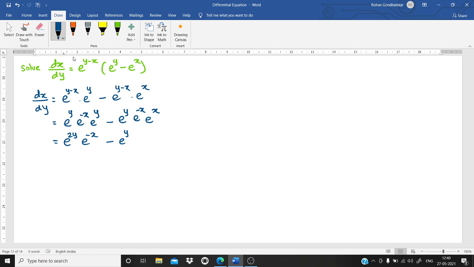Fine. Now here we are using dx by dy. The form of dx by dy is dx by dy plus p dash into x is equal to q dash. So we require an x with degree 1. P dash and q dash are functions of y only. Other than the derivative, these are the two terms we have. Here only we get a term of x. So what we do, we shift this term to the left hand side. Hence we get dx by dy minus e raised to 2y into e raised to minus x is equal to minus e raised to y.